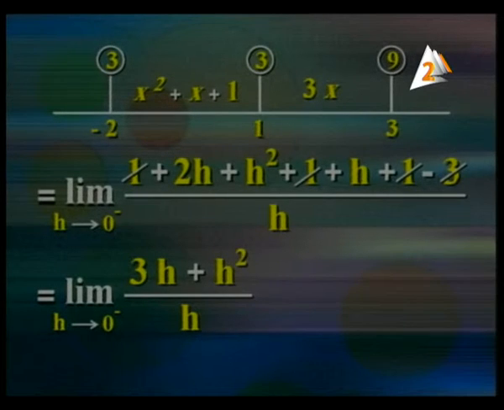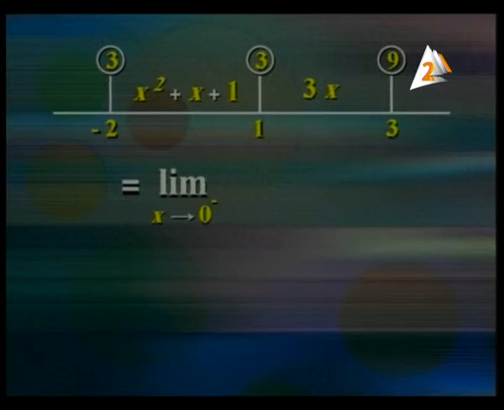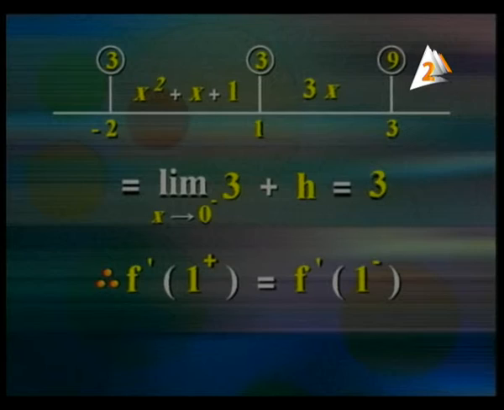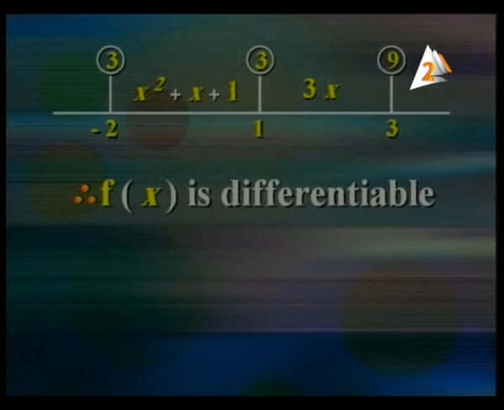We take h as the highest common factor. Therefore, the limit as h tends to 0 of 3 plus h equals 3. Therefore, f dash of 1 positive equals f dash of 1 negative. Therefore, f of x is differentiable at x equals 1.